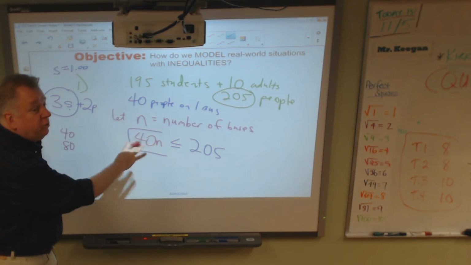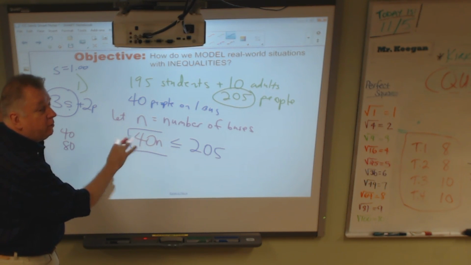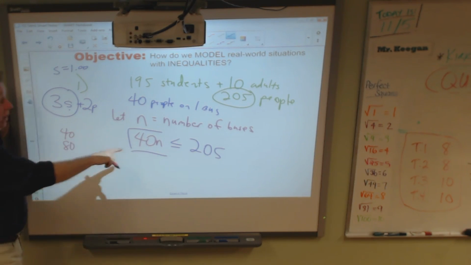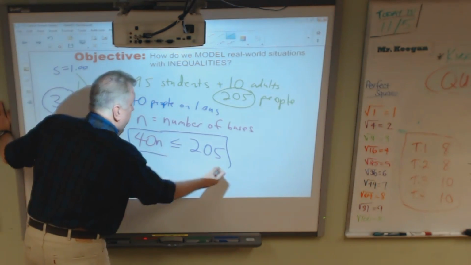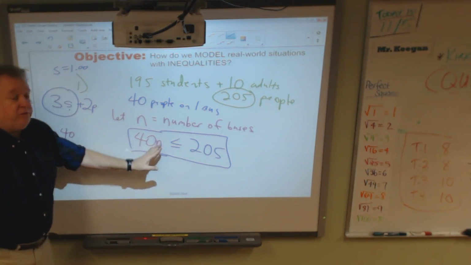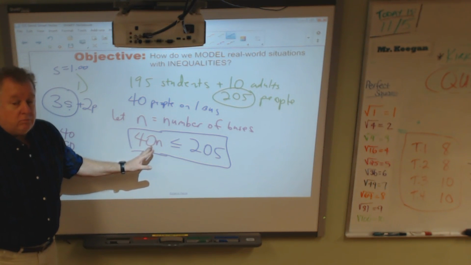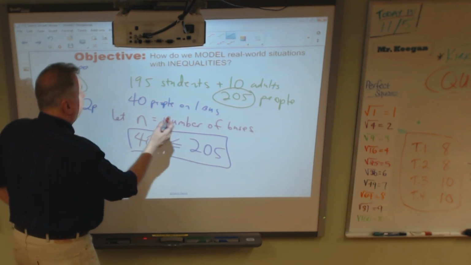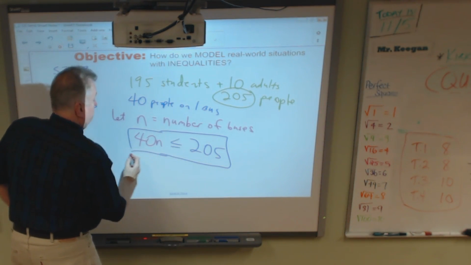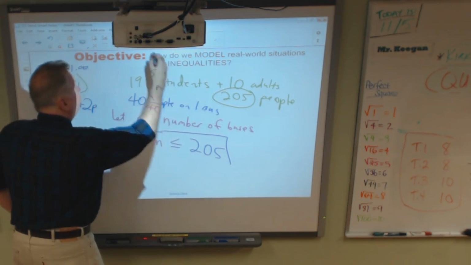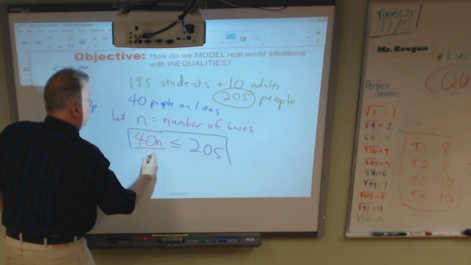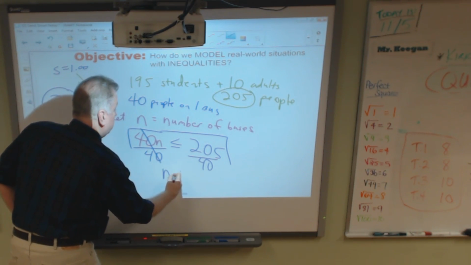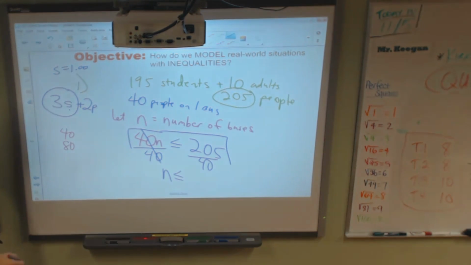You can actually write it either way, guys. It depends on how you're using it. Let's leave it this way for now. So this is our inequality. Let's just solve for n here. How do we solve for n? Divide by 40 on both sides. You can use it either way. You'll see in a second what I mean. So what's 205 divided by 40? 5.125.